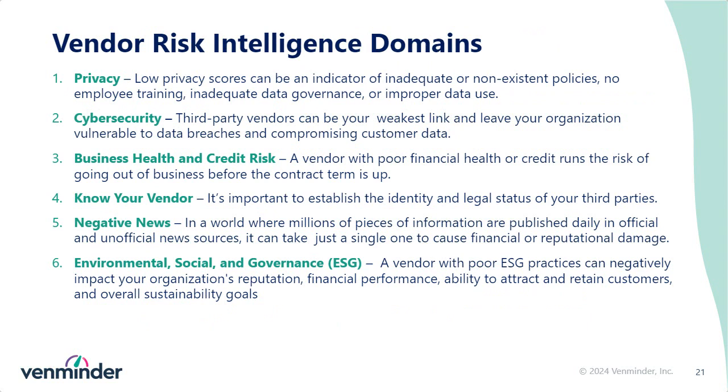So let's take a look now at some of the vendor risk domains that would be great ways to utilize intelligence data. First is privacy. You are very concerned about the privacy practices of your vendors, and a low privacy score could be an indicator that possibly those privacy practices are not in good shape. Definitely cybersecurity. Monitoring cybersecurity using intelligence data is a quick and easy way to have a continuous review of cyber threats with your vendors.